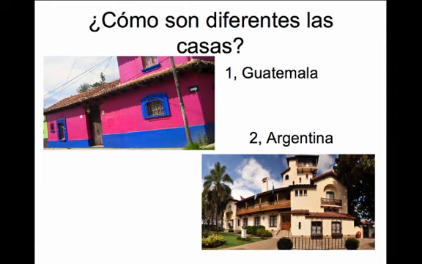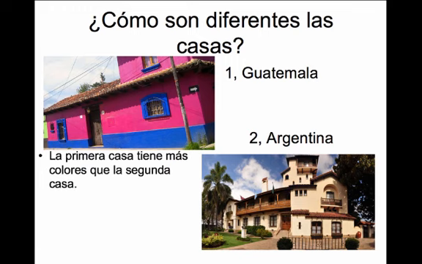In this screencast we are going to talk about comparing things and also judging things. So let's begin with an example. ¿Cómo son diferentes las casas? So we have two houses, una de Guatemala y una de Argentina. Here are some sentences that use this structure that we're going to be learning. See if you can catch on to the formula for how to do this.